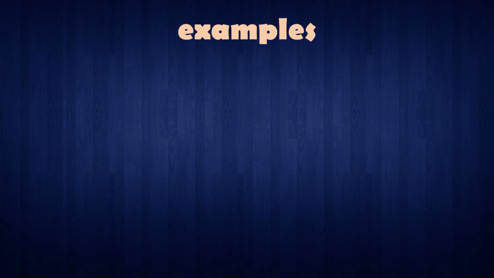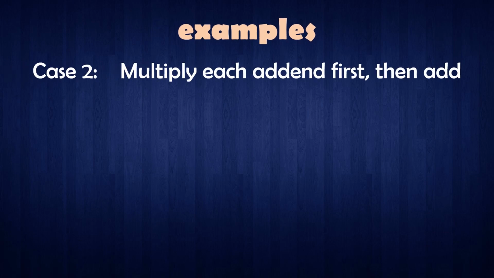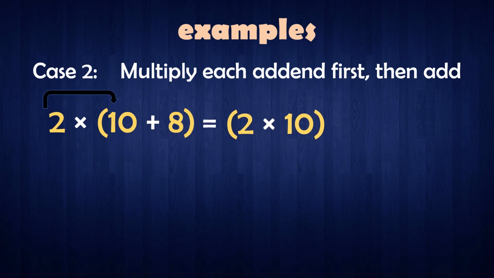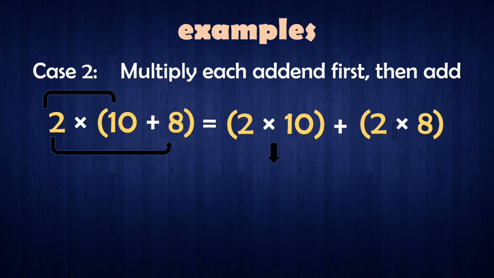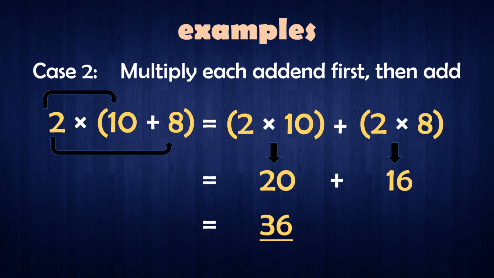For case number 2, multiply each addend first, then add. If we distribute multiplication over addition, then our answer will be 2 times the quantity of 10 plus 8 is equal to the quantity of 2 times 10 plus the quantity of 2 times 8 equals 20 plus 16. The answer is 36.